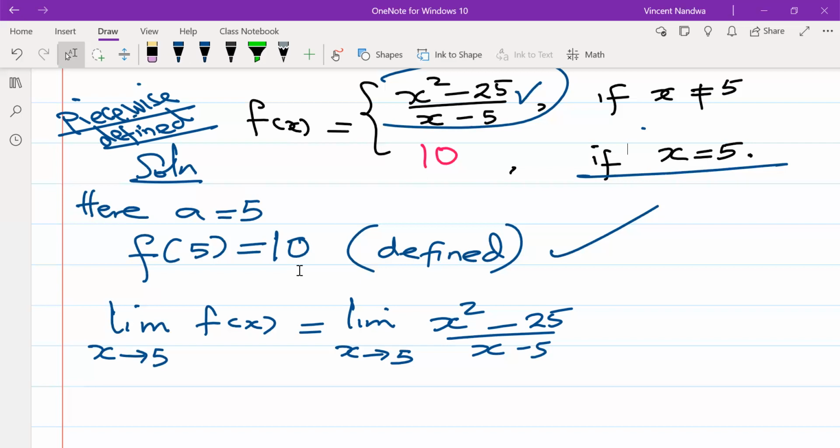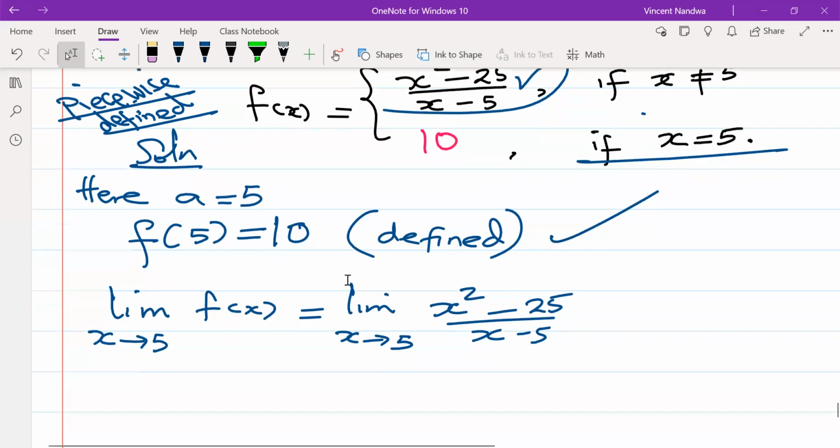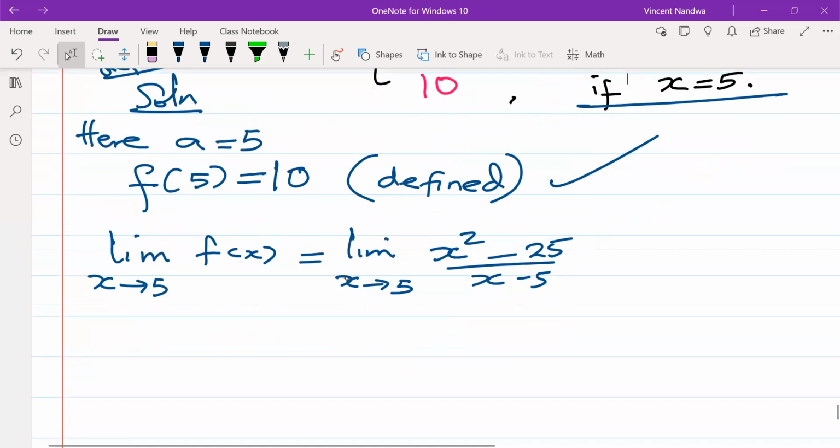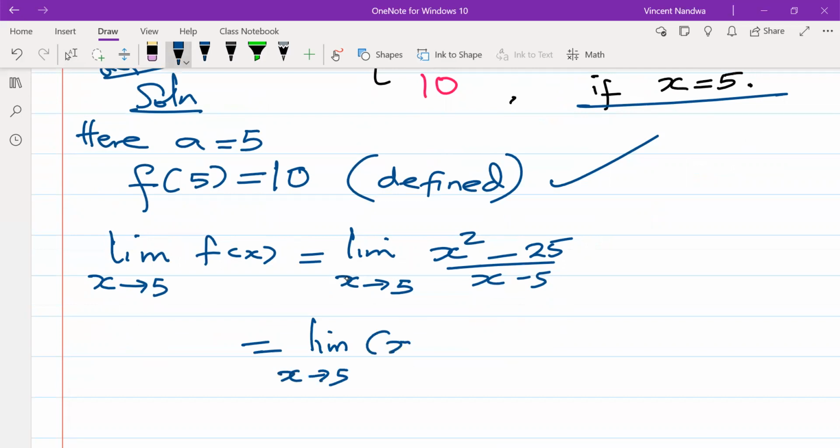Yeah, we use factorization, okay? Because if we do direct substitution, we get an indeterminate form, 0 over 0, which is not defined. So we'll use factorization. Limit as x approaches 5, we have x minus 5.